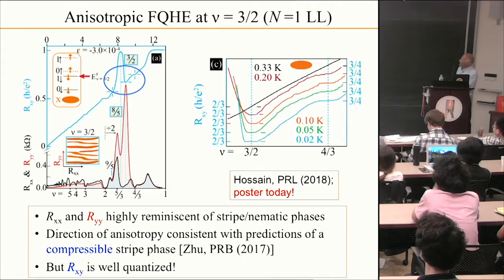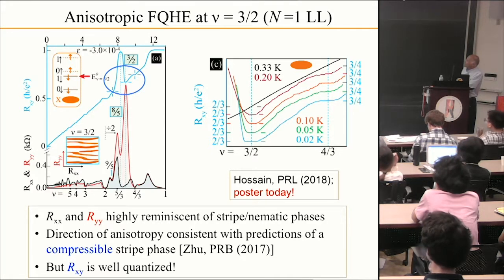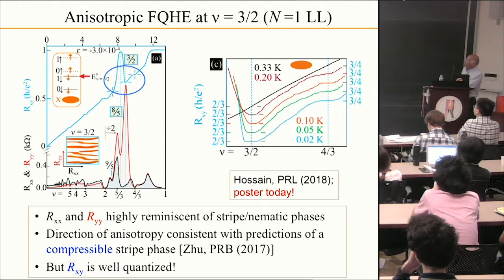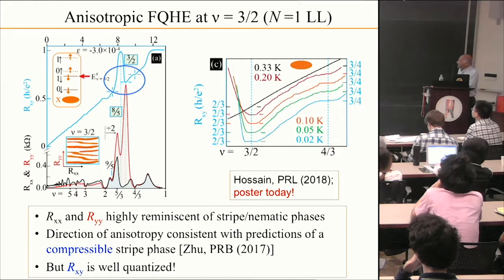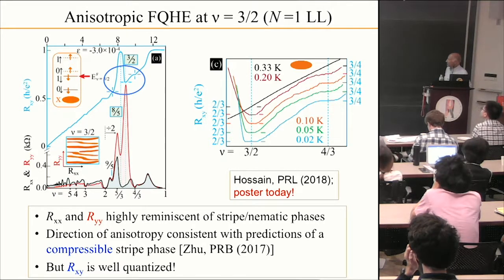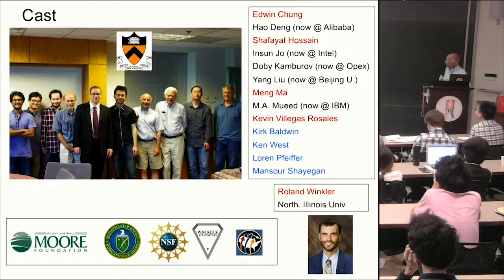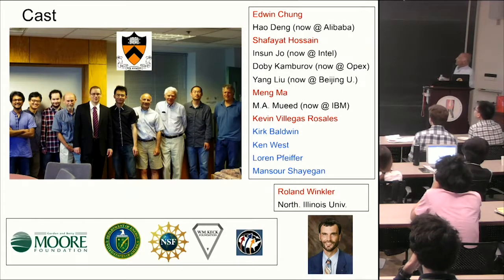Even though the resistance is extremely anisotropic, if you look carefully at the Hall resistance right here, it is quantized. This is right at 3/2, an even denominator. You have a very well quantized Hall resistance. So it is a very unusual state. It shows nematic-like transport, Rxx, but the resistance is quantized. So that was the last one.